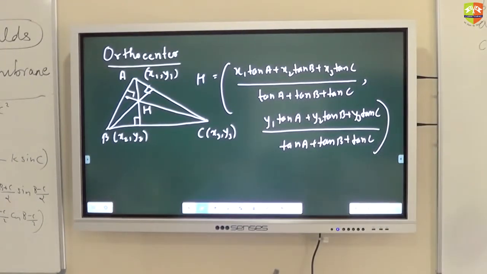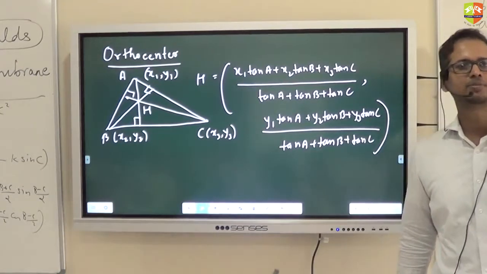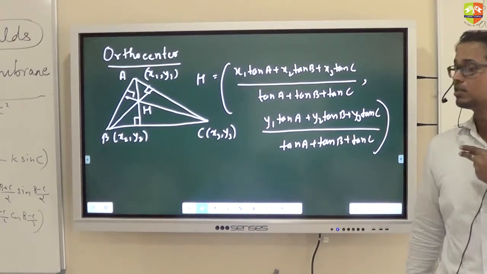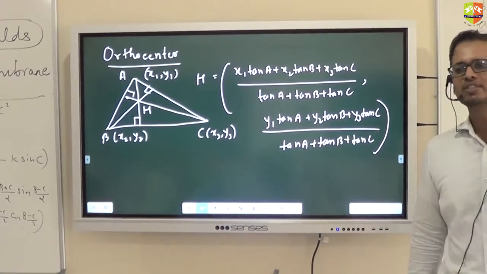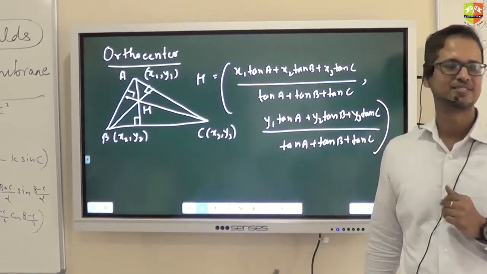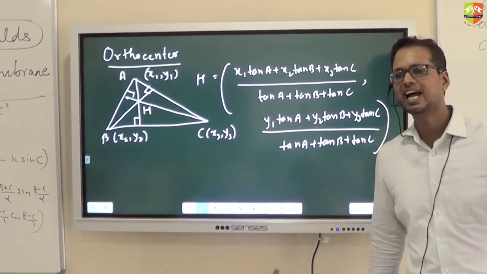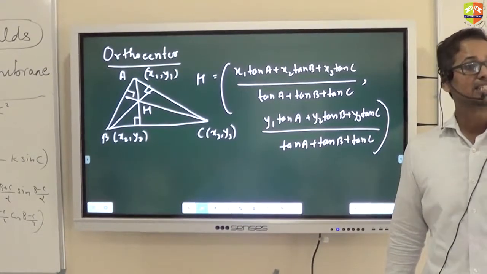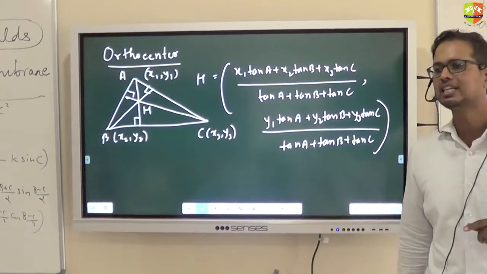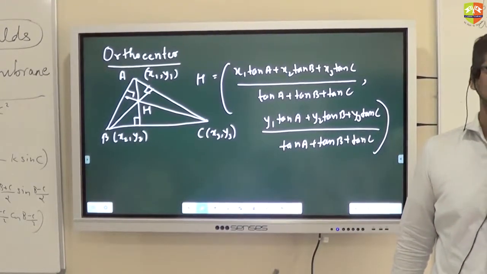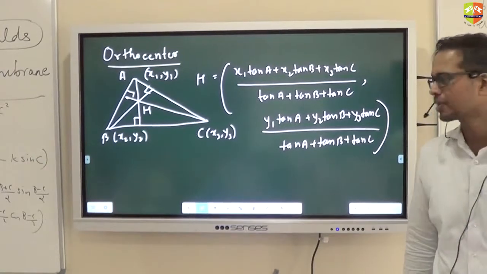Out of these four critical points which I discussed, circumcenter, incenter, centroid and orthocenter, which will definitely lie within the triangle? Incenter and centroid will definitely lie within the triangle. Circumcenter and orthocenter may lie outside the triangle, or on a vertex.